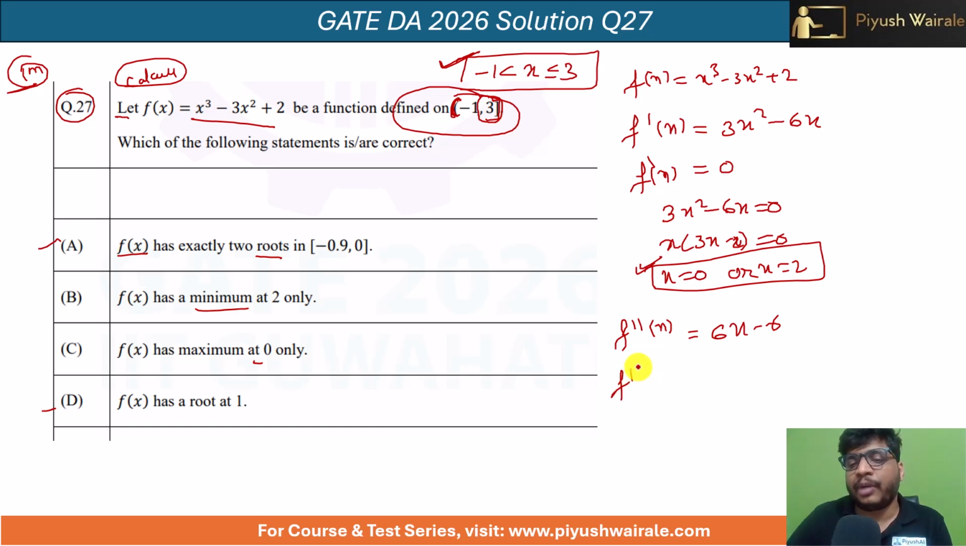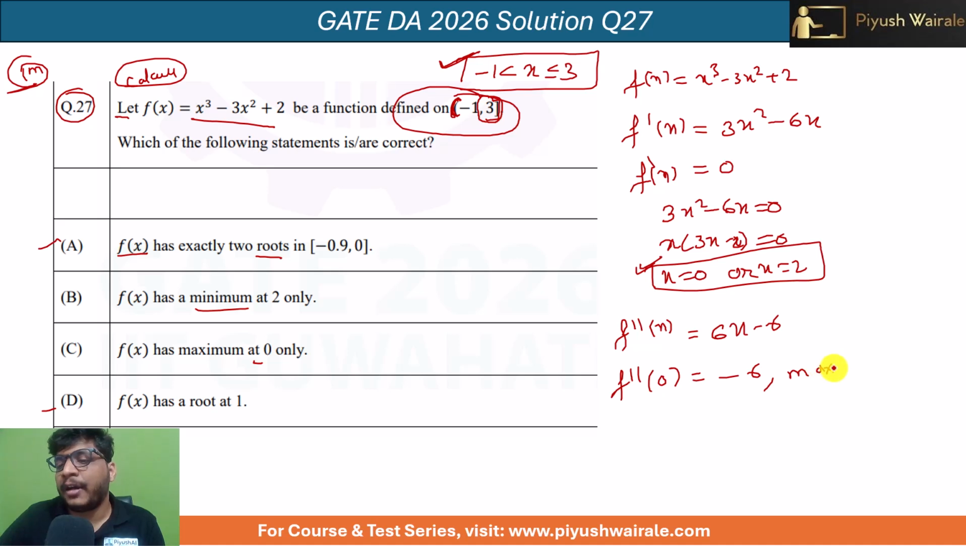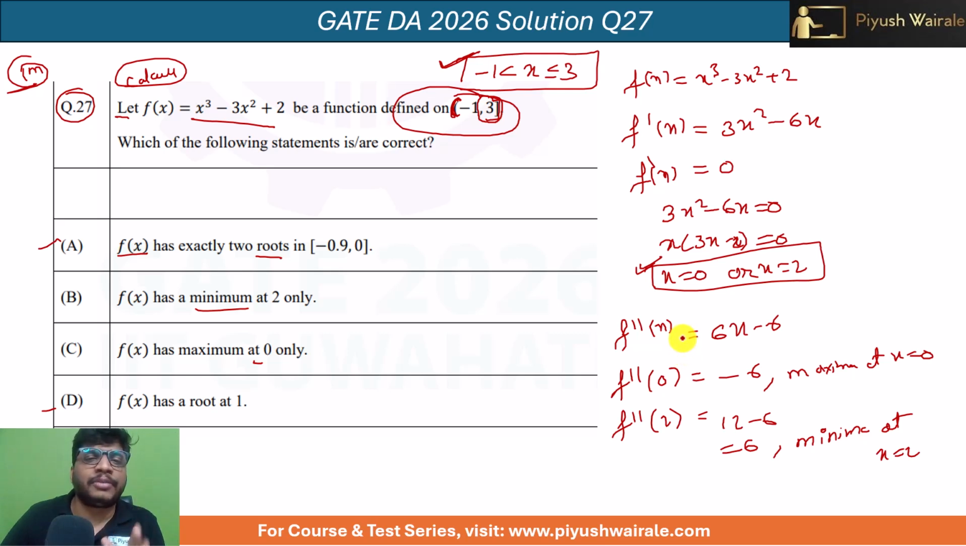So let's find f double dash of 0. We got minus 6, which means we have a maxima at x equals 0. What about f double dash of 2? 12 minus 6 is 6, which means we have a minima at x equals 2. This is the simple concept of maxima and minima. You need to follow this process in each and every question dealing with maxima and minima.